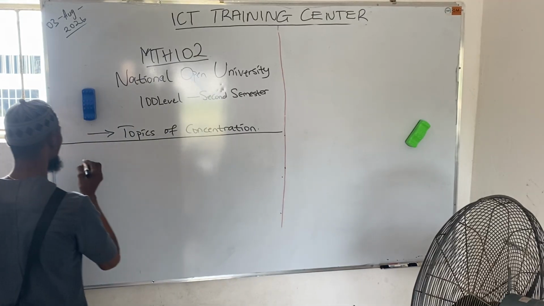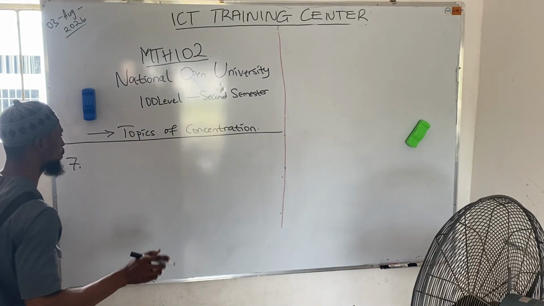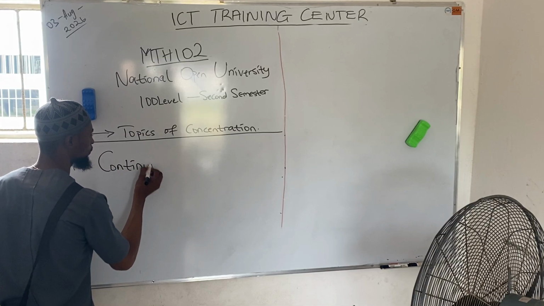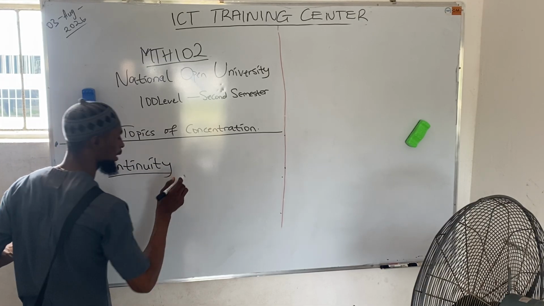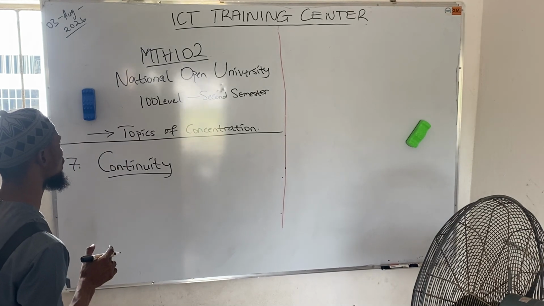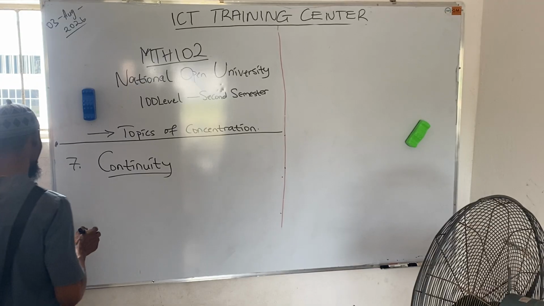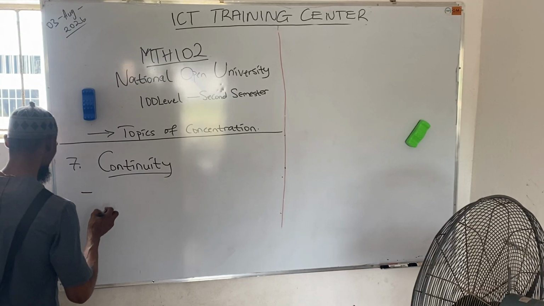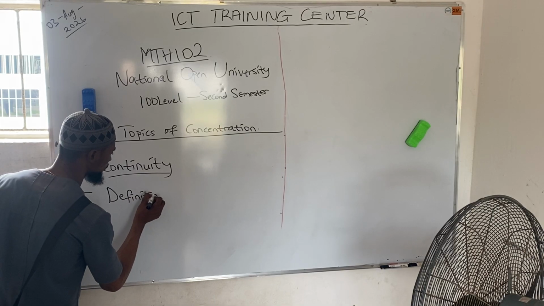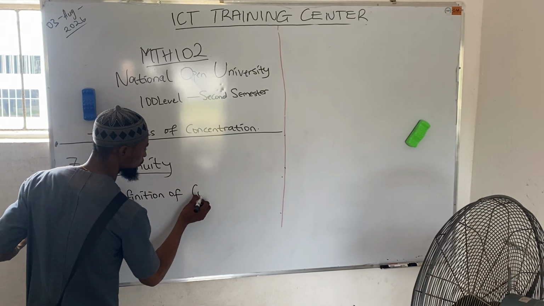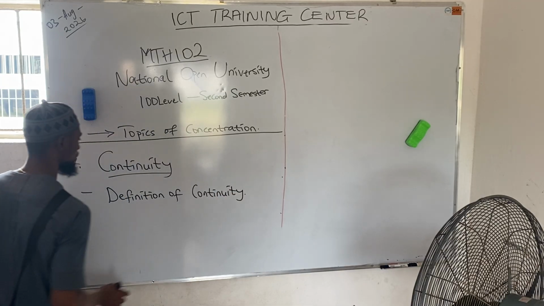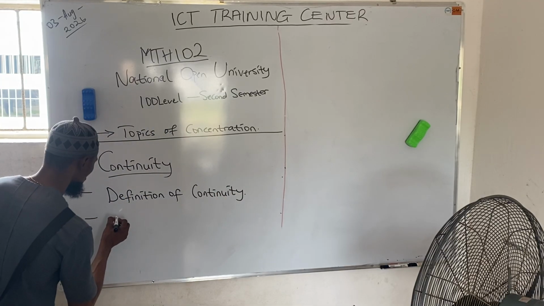So that's number 7, which is continuity. That's what I want to write now. I'm going to talk about continuity, okay? That is the very last topic under this Math 102 topics of concentration. The first one on the list is definition of continuity. Second one is continuous function.